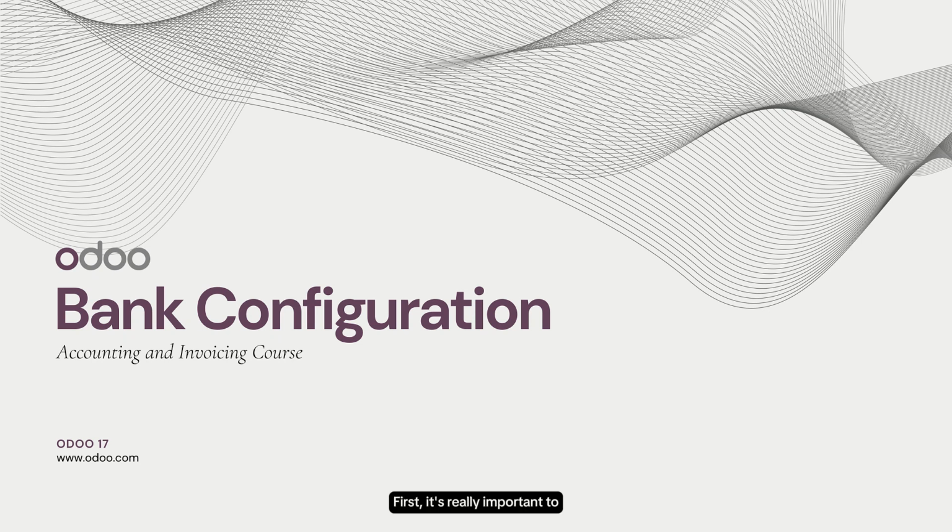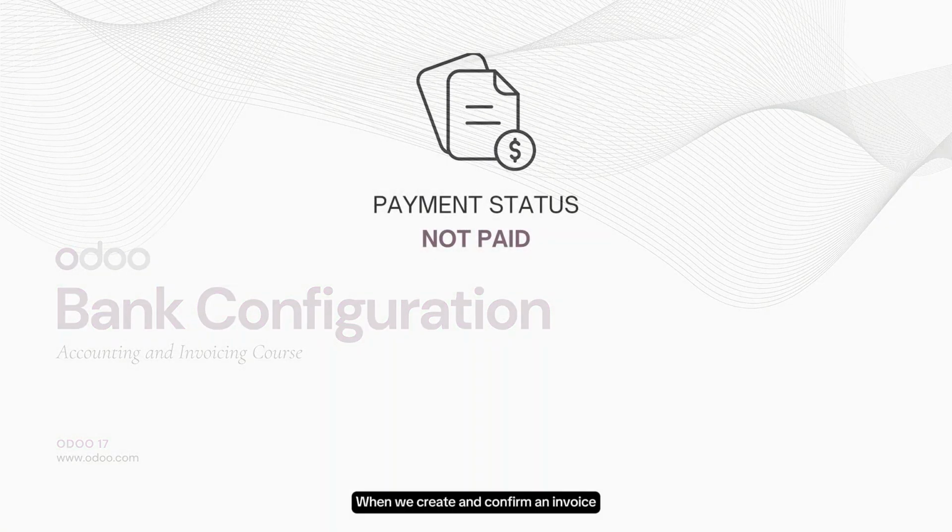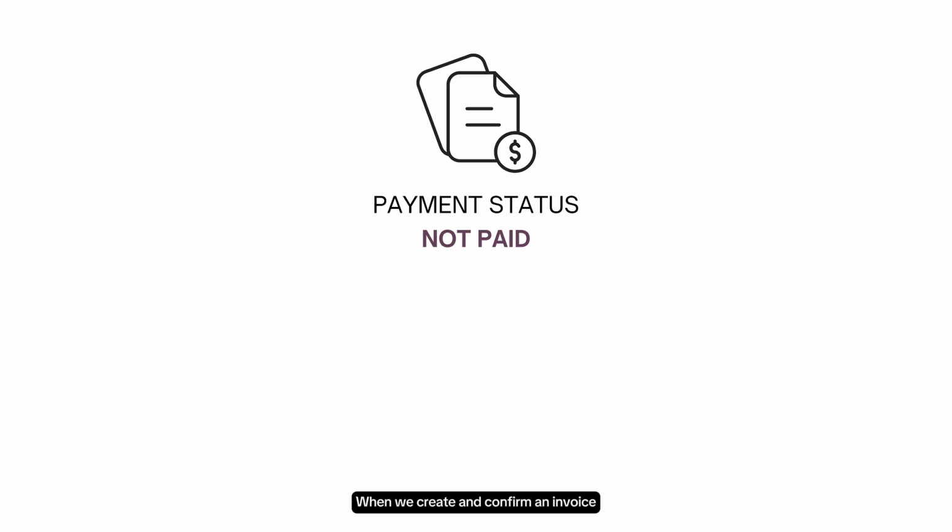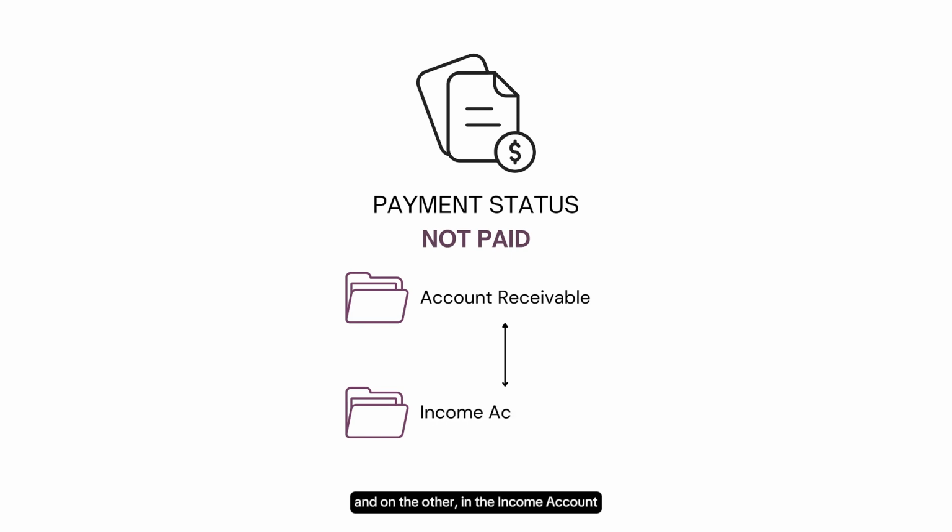First, it's really important to understand how the payment process works in Odoo. Also, what are the consequences behind each payment status on your invoices? When we create and confirm an invoice, its payment status is displayed as not paid. It is recorded on one side in the account receivable and on the other in the income account.